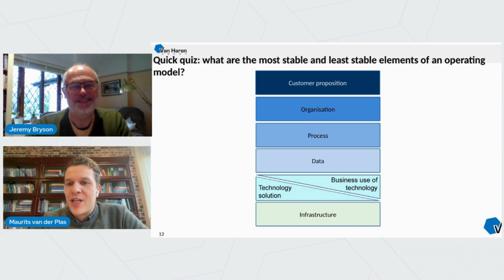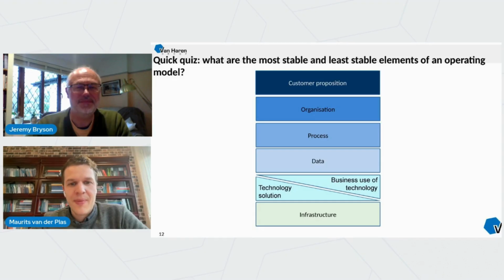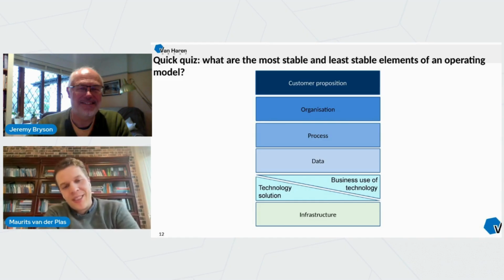We got a first answer here. So Dominique suggests data versus customer. Mm-hmm. Okay, that's a good one. So I still had to say which one I think is the most stable. I guess the customer is not stable. Organization, not stable. Process, maybe the process is pretty stable. Yeah. Okay, let me reveal.